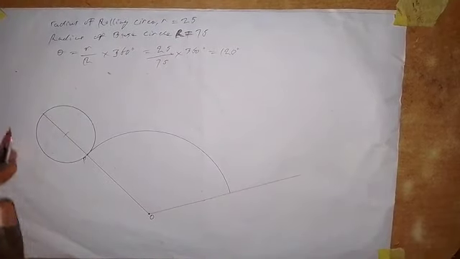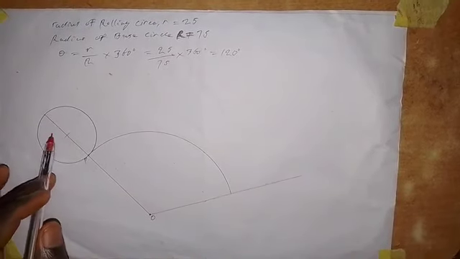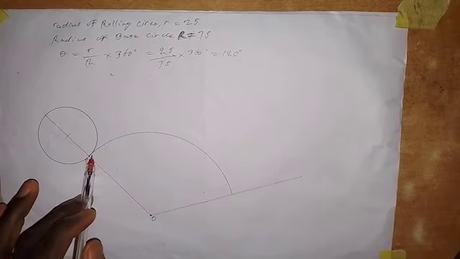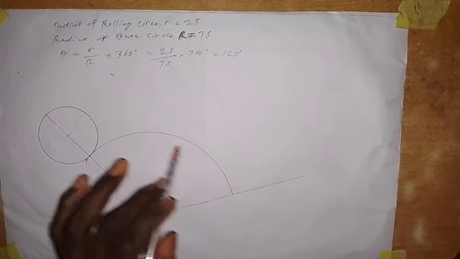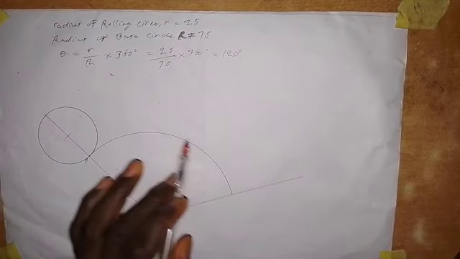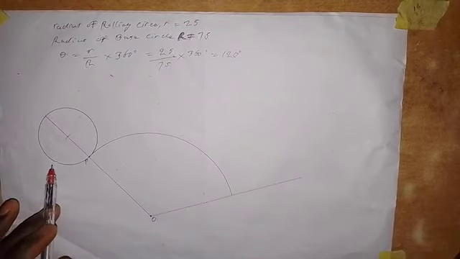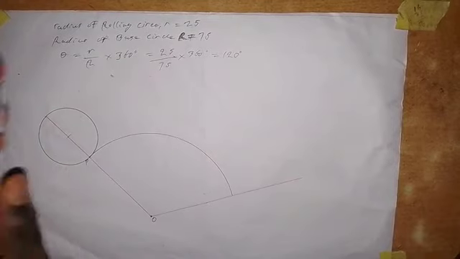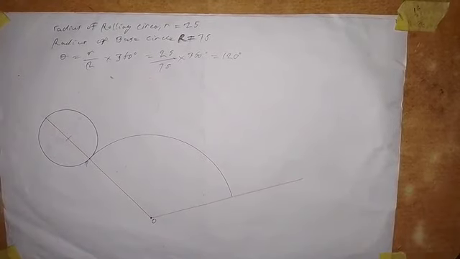So we have drawn the circle. This is the rolling circle. This circle is to roll on this arc, that is the circumference of the base circle or directing circle. So if it rolls on it, it's going to give us the curve that is called an epicycloid.